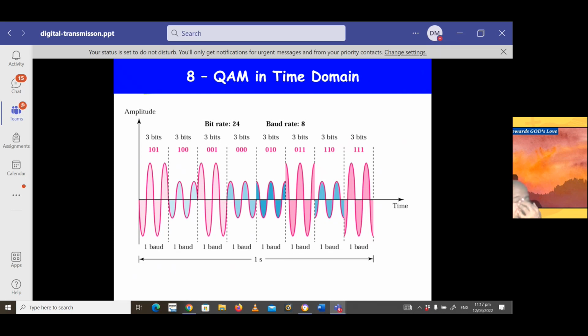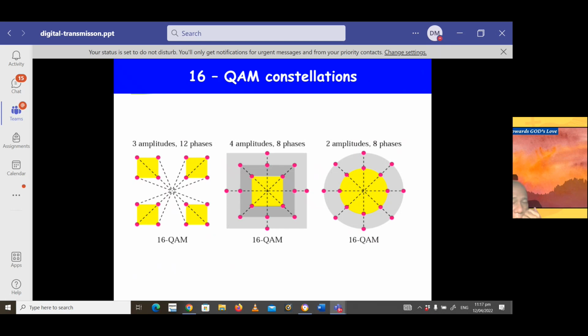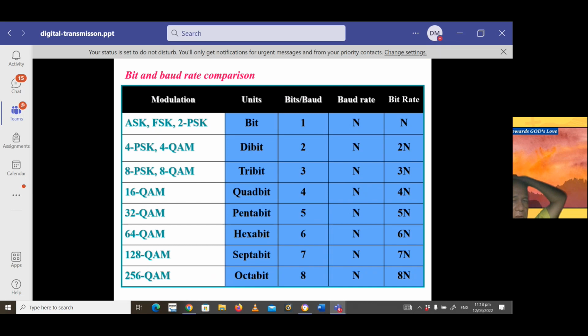The technology is that high now. Imagine in one carrier, in one baseband, you can send different data and information. That is only 16 QAM, guys. We are not even at 32 QAM yet. So in summary, bit rate and baud rate are being compared from the technology of ASK up to BPSK until 256 QAM. The baud rate is still the same, but the bit rate is N times the baud rate.